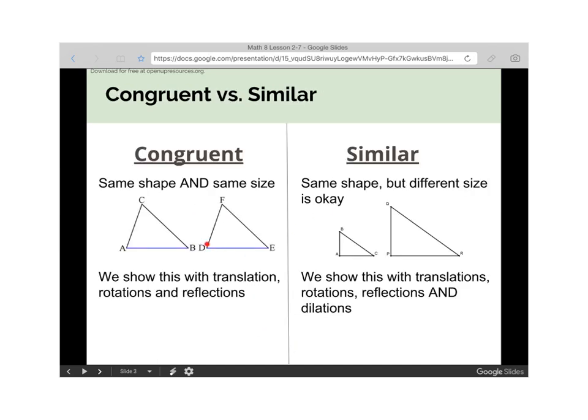Before we get to it, let's do a quick review on congruent and similar objects. For two objects to be congruent, they must have the same shape and same size. Basically, they're the exact same object, and we can show this with translations, rotations, and reflections. For objects to be similar, they must have the same shape, but it is okay if they have different sizes, like these triangles below. We can show these with translations, rotations, reflections, and dilations, which will make them bigger or smaller.